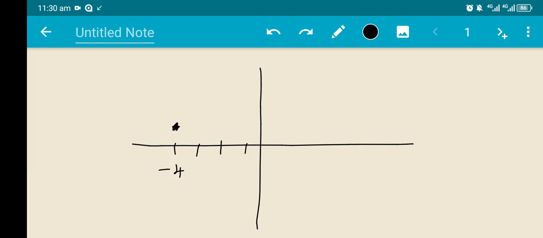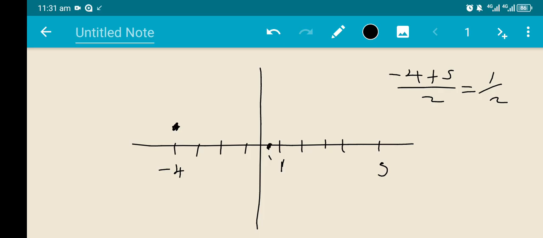It is located at positive 5, so that's 1, 2, 3, 4, 5. Let's find half of these two. So we just add the two and then divide by 2. So negative 4 plus 5 divided by 2, so that is 1 over 2. Negative 4 plus 5, that's a 1. So this here is 1, and half is somewhere here, so that's where our vertex is.